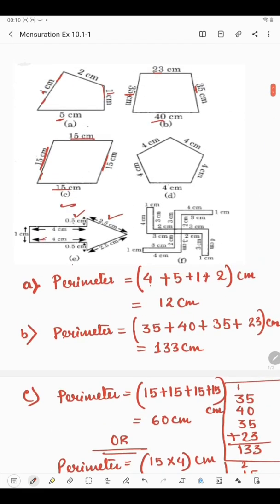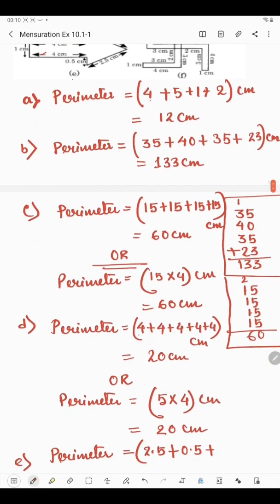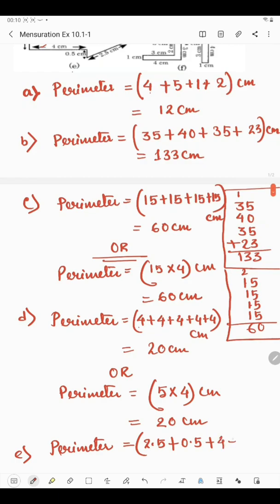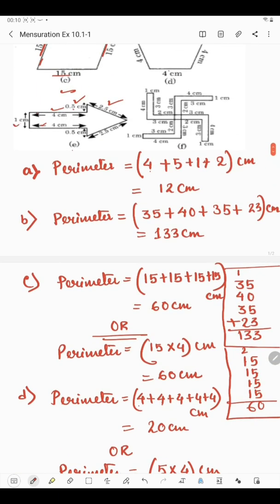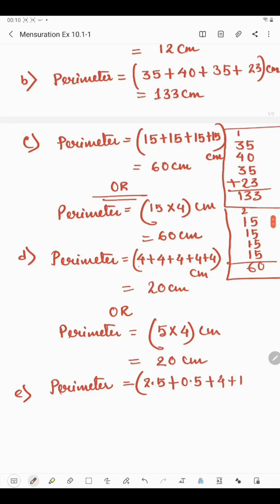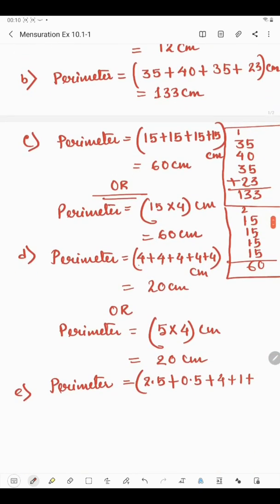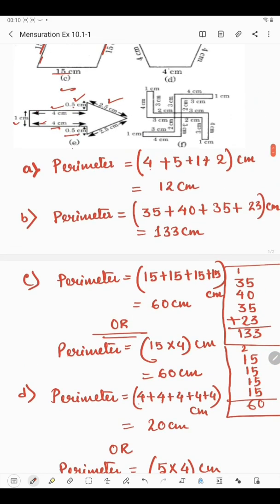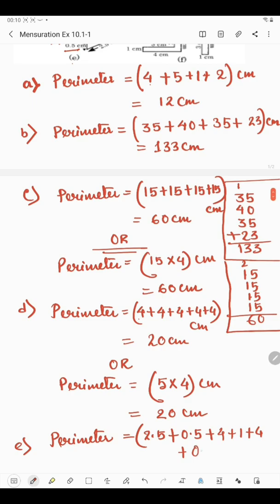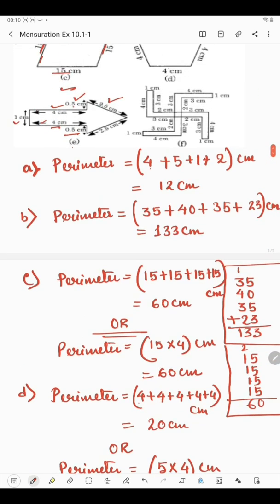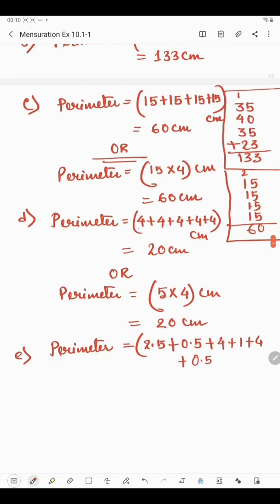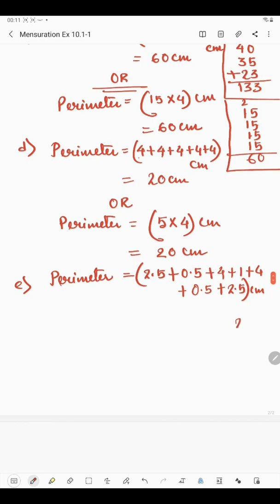After 0.5 is 4 centimeter, then 1 centimeter, then again 4 centimeter, then 0.5 centimeter and 2.5 centimeter. Now we will add all this.